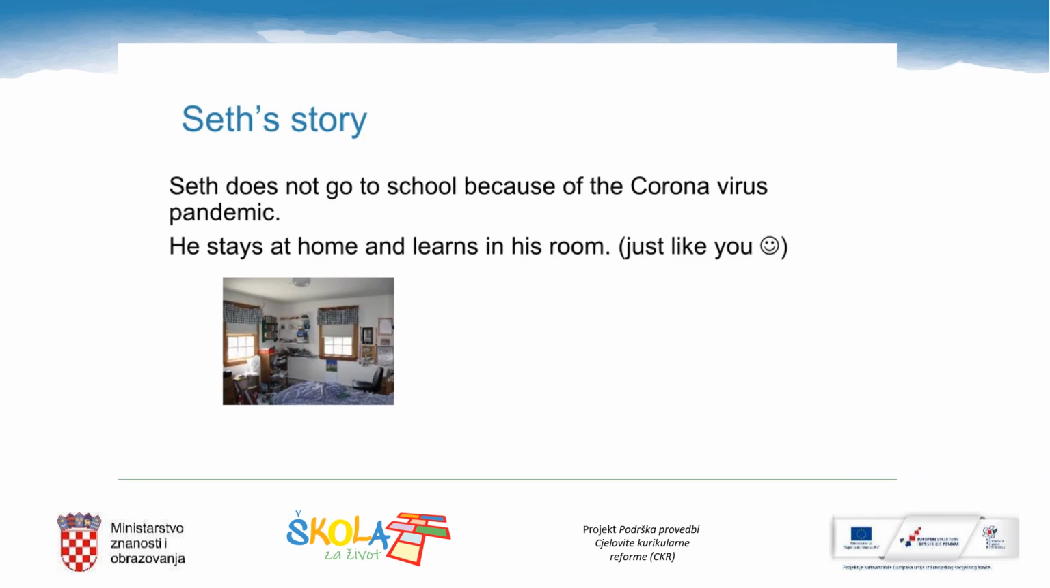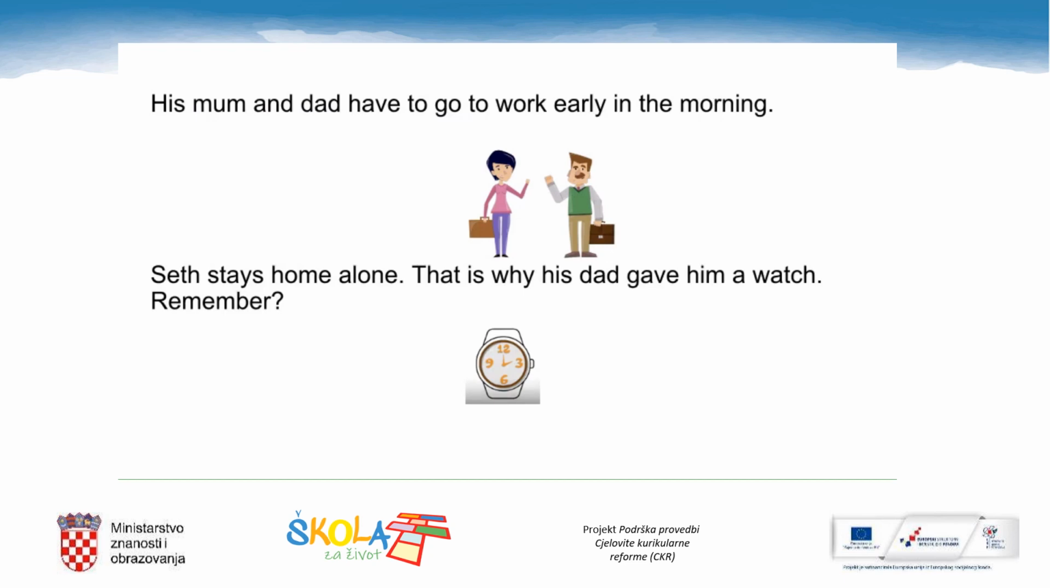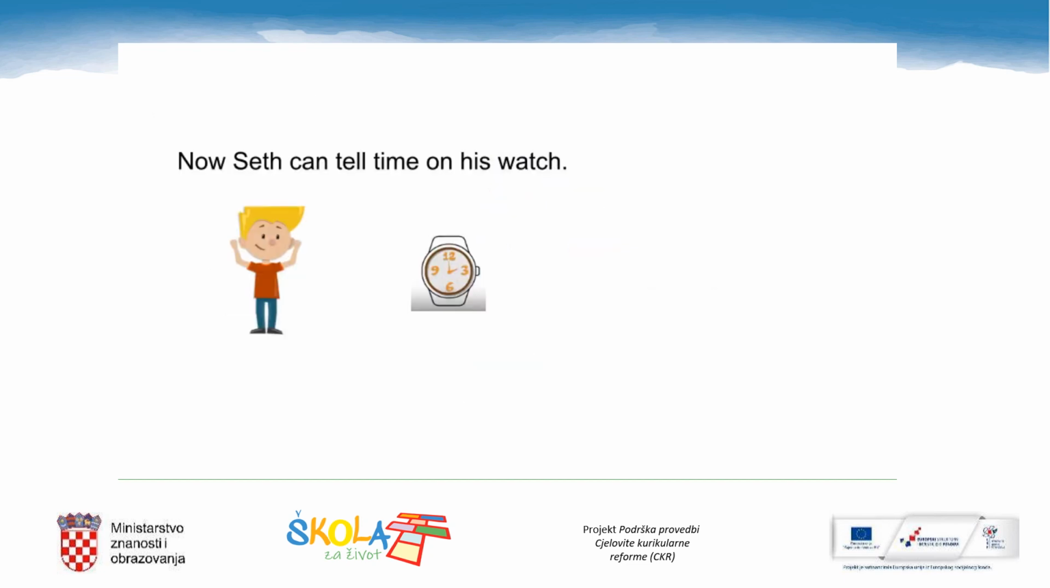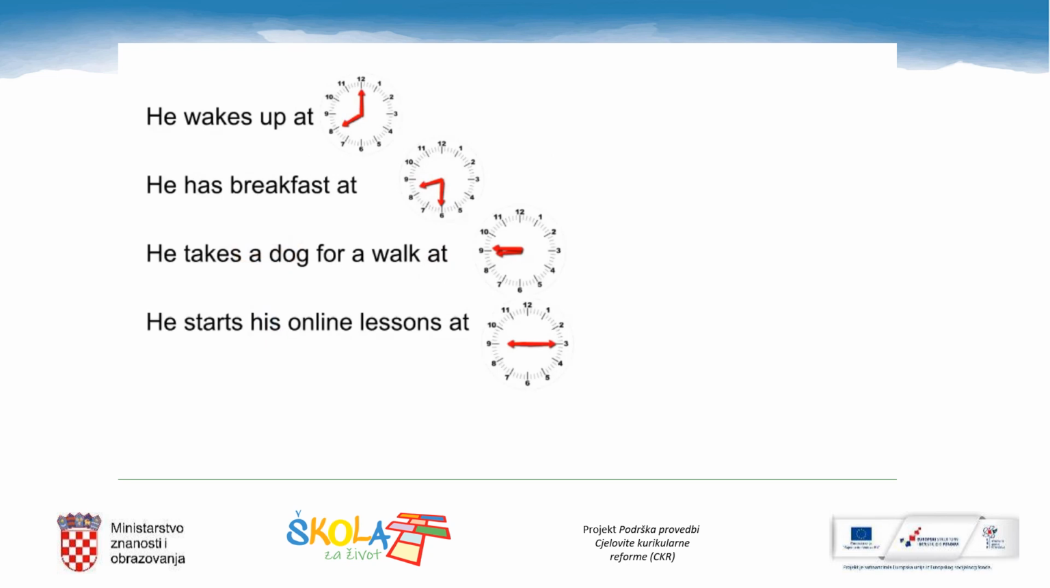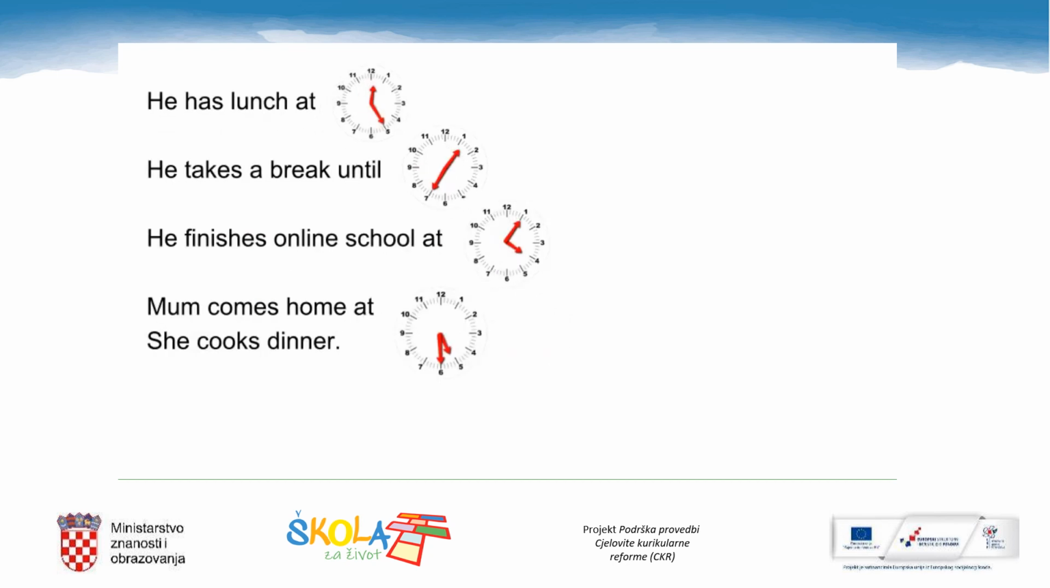Seth does not go to school because of the coronavirus pandemic. He stays at home and learns in his room, just like you. His mum and dad have to go to work early in the morning. Seth stays home alone, that is why his dad gave him a watch. Remember? Now Seth can tell time on his watch. He wakes up at 8 o'clock. He has breakfast at 8:30. He takes a dog for a walk at 8:45. He starts his online lessons at 9:15. He has lunch at 25 minutes past 12. He takes a break until 25 minutes to 2. He finishes online school at 5 minutes past 4.